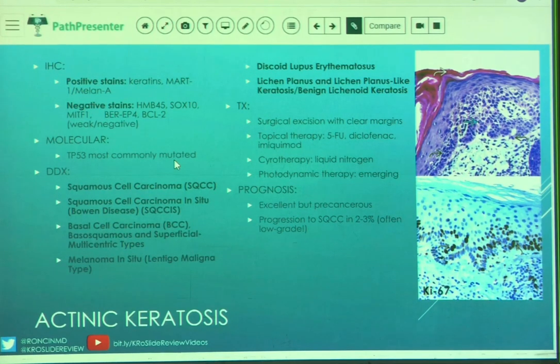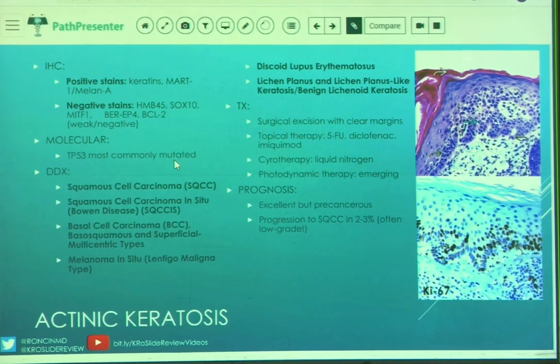Often they will treat these with surgical excision with clear margins. There's lots of topical therapy that they can use, from 5-fluorouracil, diclofenac, imiquimod. Again, that liquid nitrogen comes back. You know, it's good for warts. Why wouldn't it be good for this? And they can also use things like photodynamic therapy. But this is relatively emerging and may seem somewhat counterintuitive to treat something that's caused by UV damage with phototherapy.